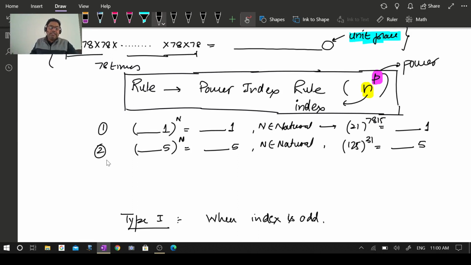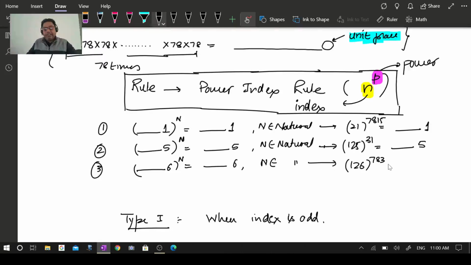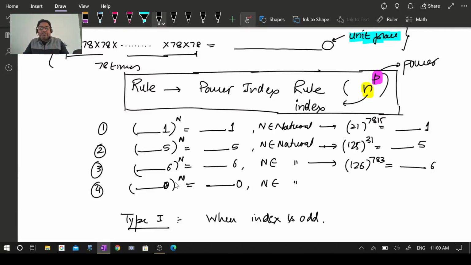Very simple, right? Then comes a number which is ending with 6 raised to the power a natural number would always end with 6. So I'm writing n belongs to natural, right? So you can just check it out. So for example, 126 raised to the power 783 would always end with 6, no doubt. Alright, and one more guys, one more. Any number ending with 0 raised to the power natural would always end with 0, right? Here again n belonging to natural. So you know that a number when it ends with 0, any natural number raised to the power any natural number would end with 0.